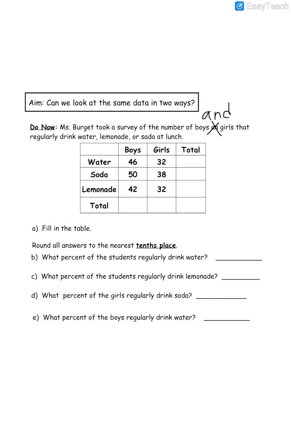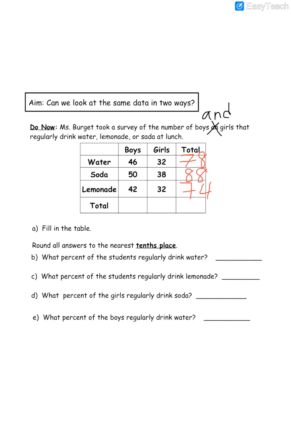Okay, fill in the table. So this is really the easiest way to fill in a table, is that I gave you pretty much most of the data and you just need to find the totals. I'm most often not going to do it this way, but since this is the first time we're doing this, I'm going to make it nice and simple for you. So I'm just going to add, going across, all the boys and girls that like water, and I'm going to get 78. You can use your calculator. 50 plus 38, I get 88. 42 plus 32, I get 74.